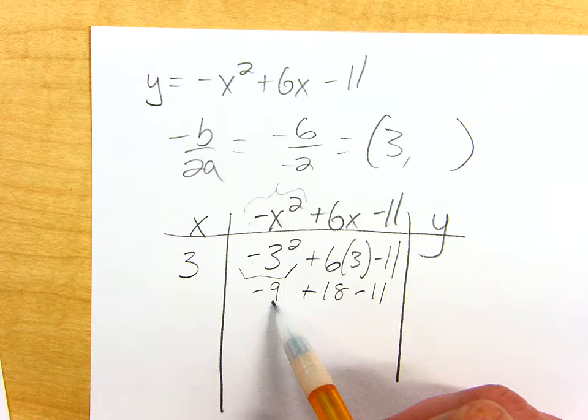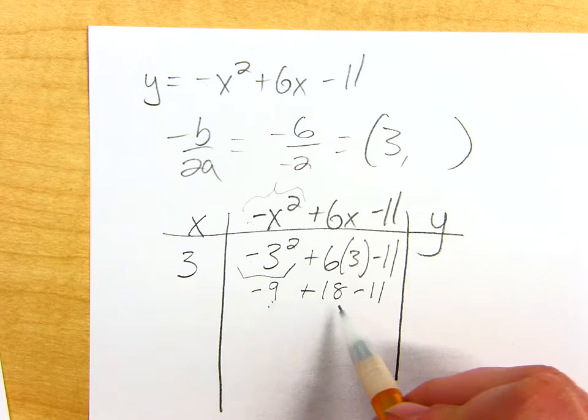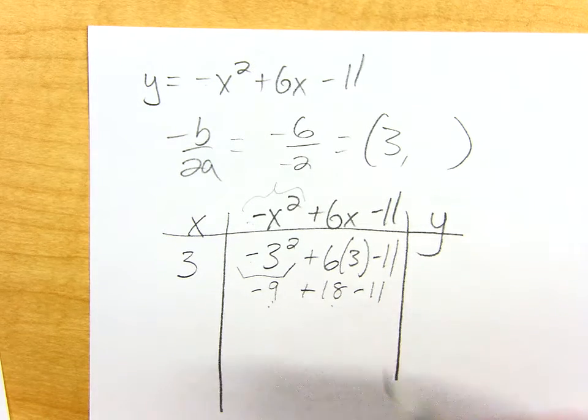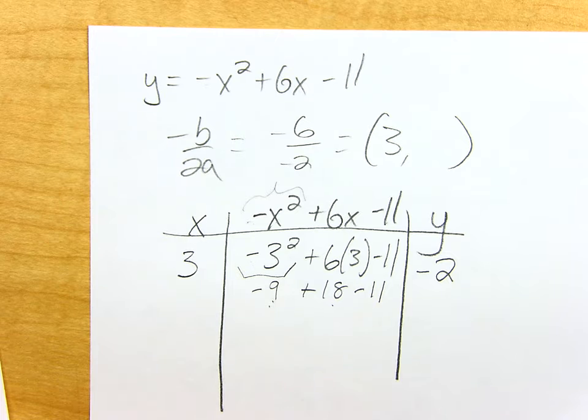Are we listening? Now I do the evaluation part. Negative 9 plus 18 is 9. 9 minus 11 is a negative 2. I cannot tell you how many kids will get this wrong, year in and year out, no matter what I say. Don't let you fall into the devil's snare of this type of problem.